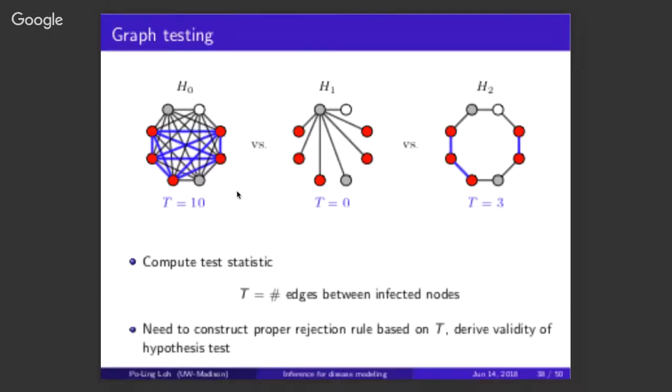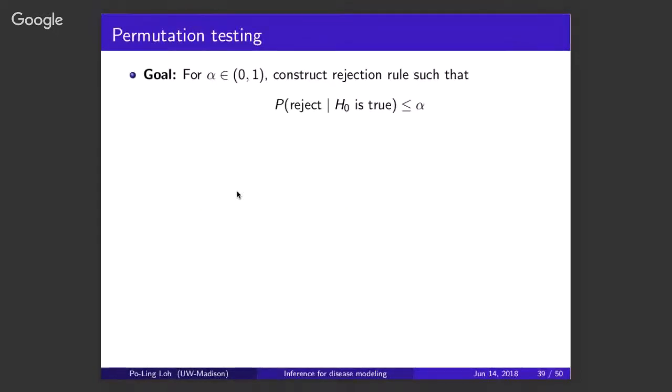All right, and then what we need to do is figure out a proper rejection rule based on t. So we want to say if it's above or below a certain threshold, then we'll reject the null hypothesis. Okay, so here is just a slight reformulation. Remember that in hypothesis testing, we want to bound the type 1 error, which is the probability that, given the null hypothesis is true, the probability of rejecting the hypothesis is going to be bounded by alpha. Okay, so how do we come up with a proper threshold?